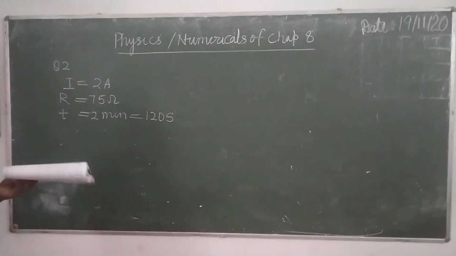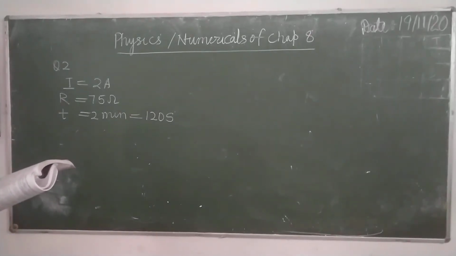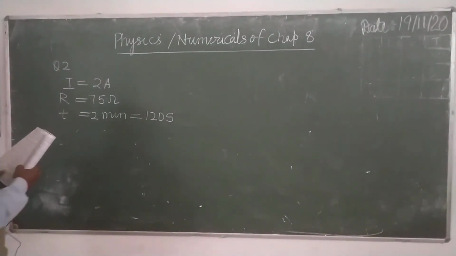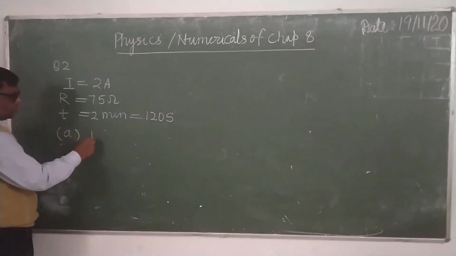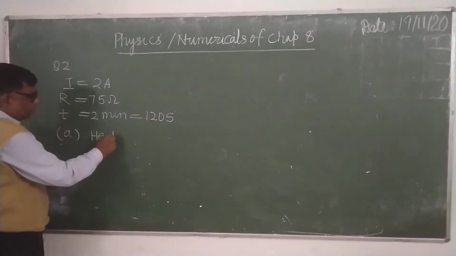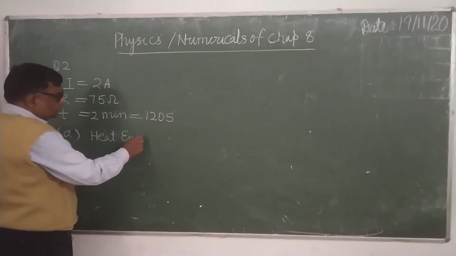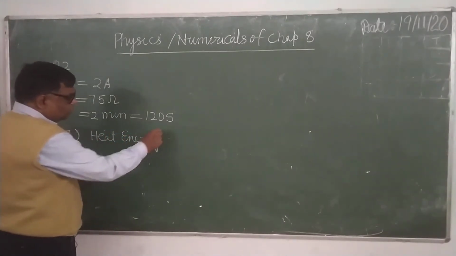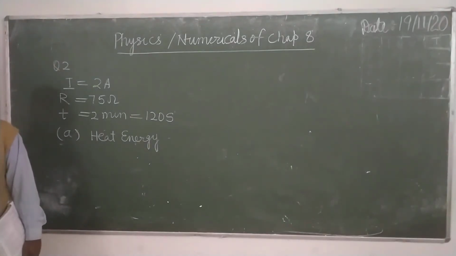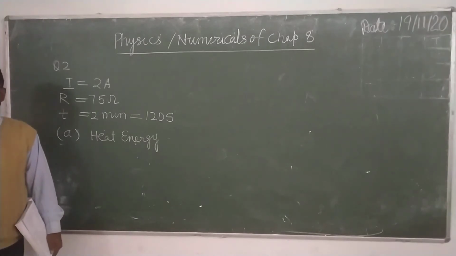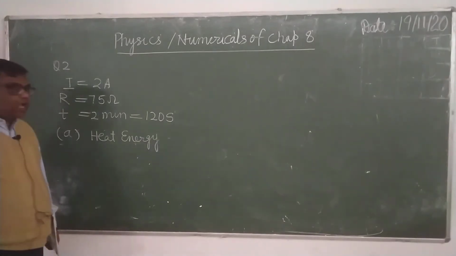Here you have to determine how much heat energy is produced. First part. How much heat energy? What is the formula of heat energy? So see here. You know 3 formulae. H equals to VIT equals to I square RT equals to V square T upon capital R.